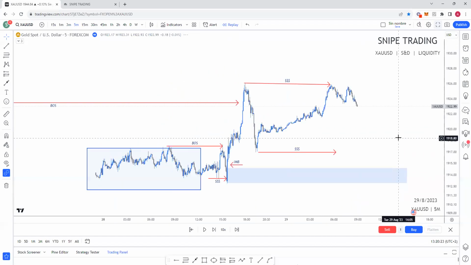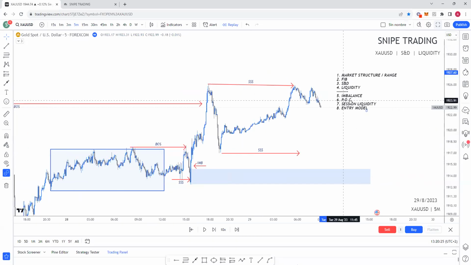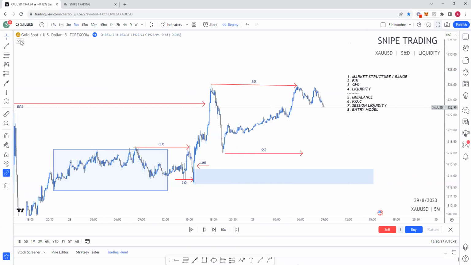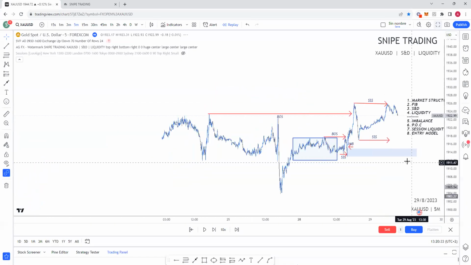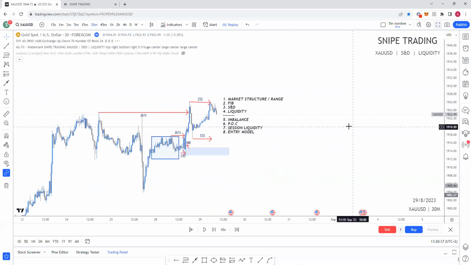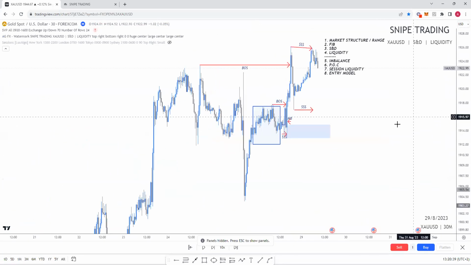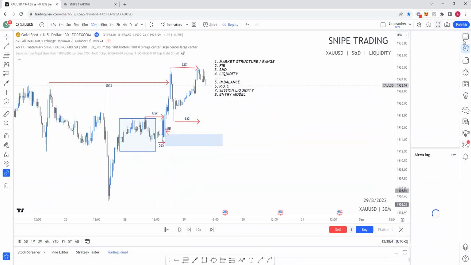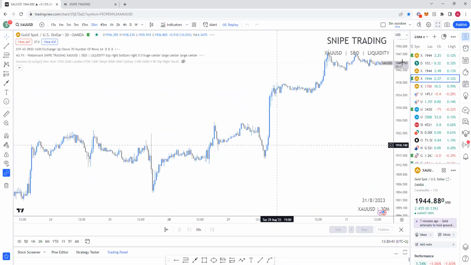We have this imbalance right above the zone. Point of control, let's see if we had the point of control lining up. Where is the point of control? It's not loading. Okay, on this chart, the point of control is not loading, but let me just open any other chart.